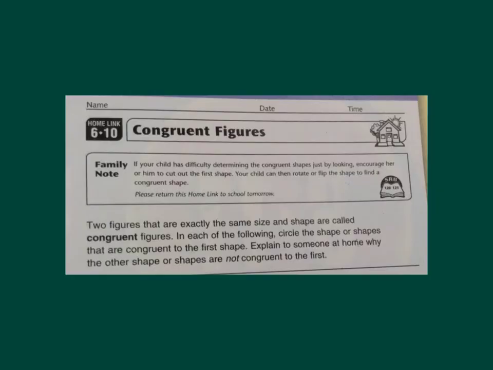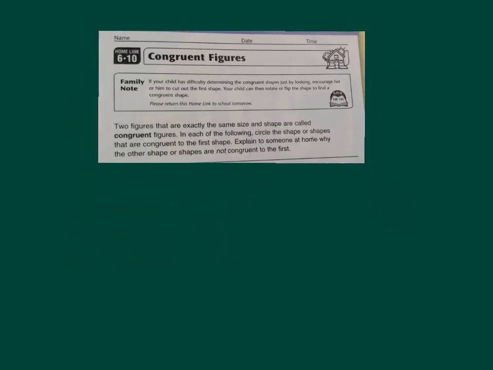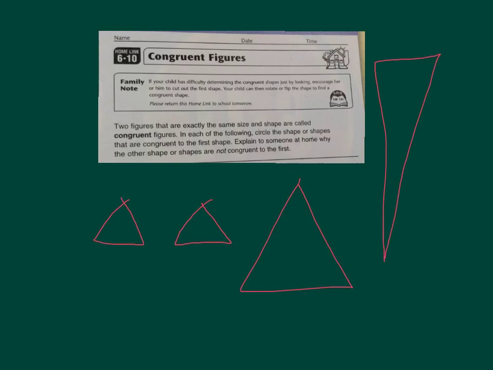For your work, you have math boxes in addition to the math journal decimals and your home link. The home link is with the congruent figures. If it gives you a shape, you circle which other figures are congruent. Remember, if it's congruent, it has to be the same size and the same shape. That and that are, even though I drew them, congruent. This one and this one are not congruent.